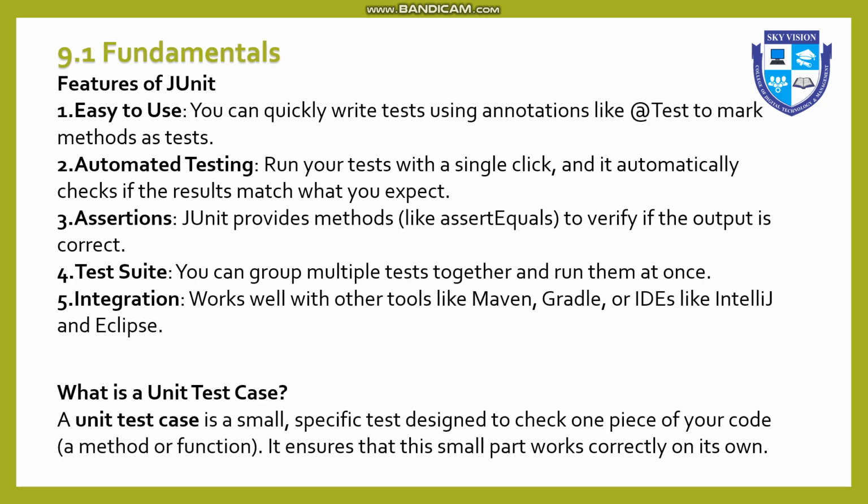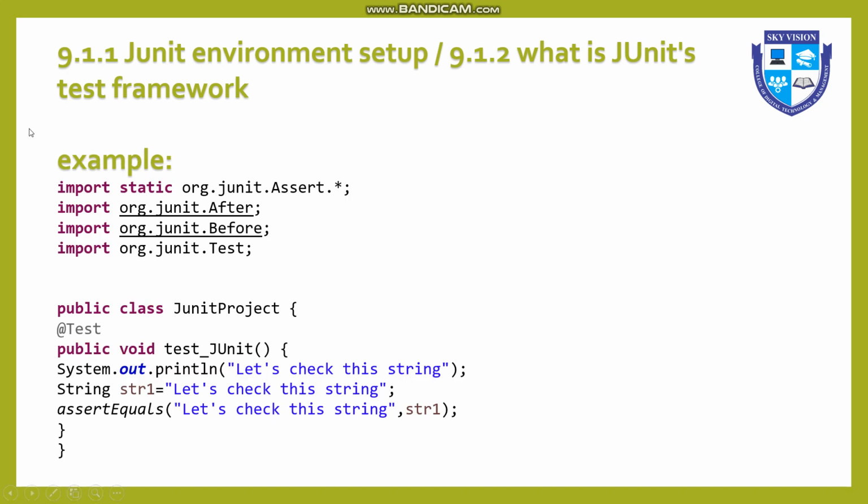Now, let's talk about the features of JUnit. Obviously, it's easy to use. You can quickly write a test using annotations. Let me clear that, guys: whenever we write the at-the-rate symbol, we call it an annotation. If you can see in the code, here we are using the at-the-rate symbol, and that is called an annotation. After the annotation we use our keyword, which is Test.